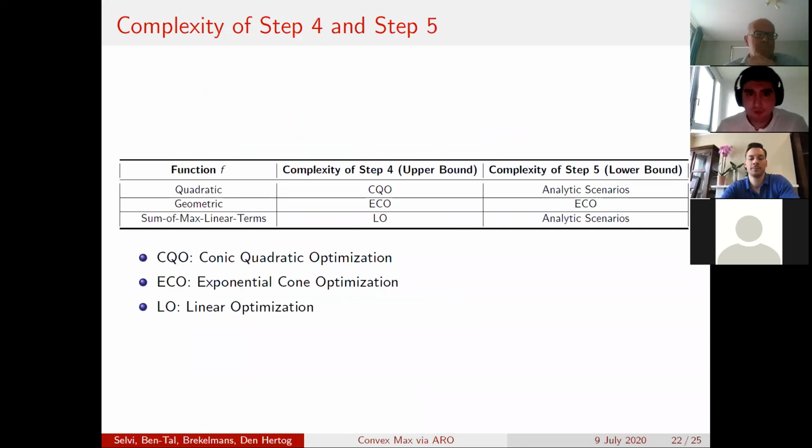Now the complexity of steps 4 and 5, the upper and lower bound problems, is given in this table. If we are maximizing a convex quadratic function over a polyhedron, then the upper bound problem becomes conic quadratic optimization, and the lower bound is just collecting some scenarios analytically. If we are maximizing the geometric function, then the upper bound and lower bound problems are both exponential cone optimization problems. And if we are maximizing the sum of max linear terms function, then the upper bound is a linear optimization problem, and the lower bound is again just analytic scenarios.